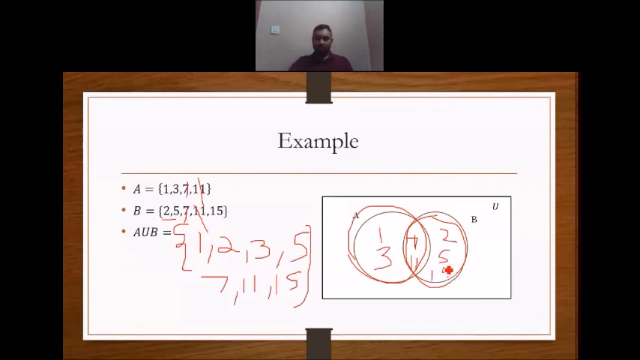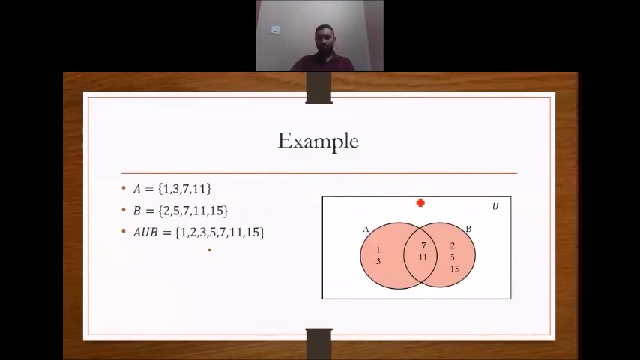Next, what is the union? 1, 2, 3, 5, 7, 11, 15. So all elements are included. So we draw dark shade to all the elements. So this is how we do it. This is the pictorial representation in Venn diagram form. This is the example. I hope you have clearly understood how we find the union.